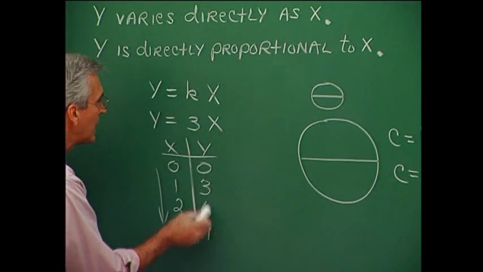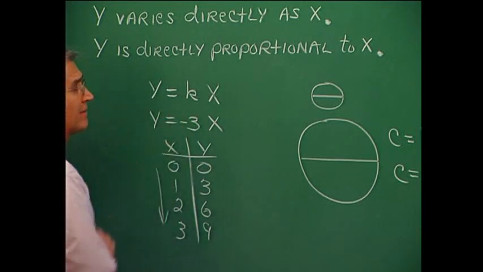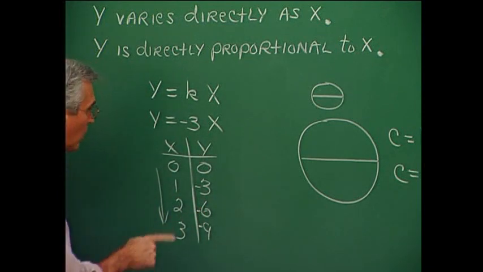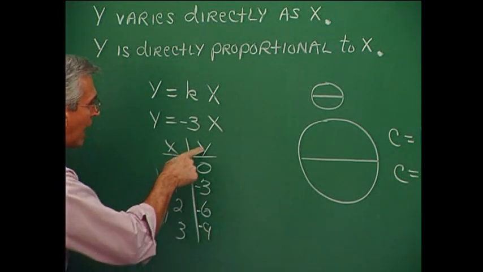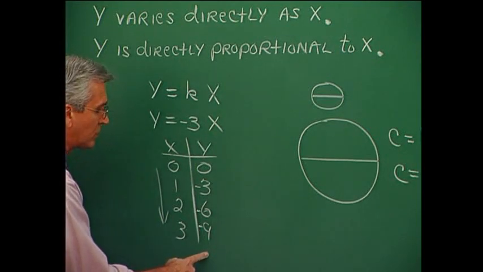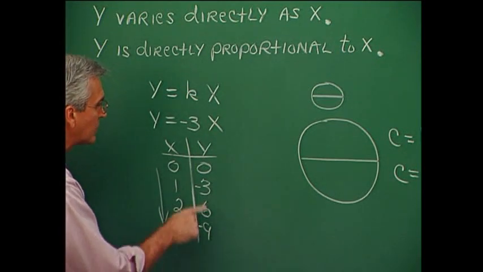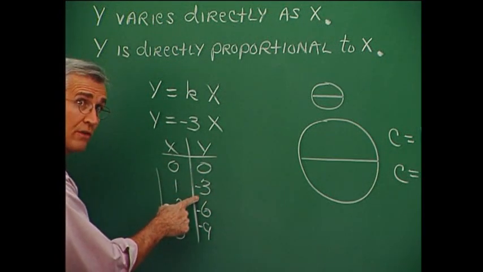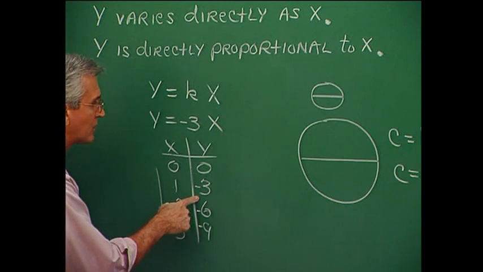That's the idea. K could be negative. If k were negative here, then these values would be negative. And so as x is getting bigger, y is getting smaller. That's not the important thing in direct proportionality. The important thing is the rate at which these are changing. These are changing by 1, these are changing by 3. So what if it's in the negative direction, you see?